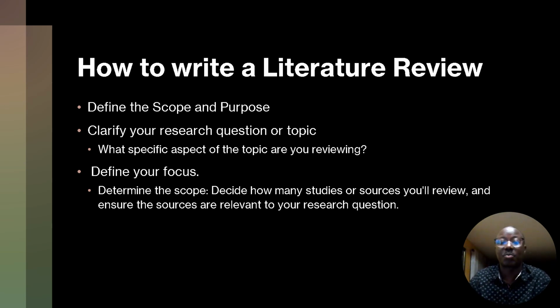So you determine the scope, determine how many studies or sources you will review, and ensure the sources are relevant to your research question. So you're going to pull articles, books, and you go to credible websites and be able to get information from there. So you will determine your scope, and you're going to decide how many articles you're going to read, how many books you're going to read. It is left with you based on your research.